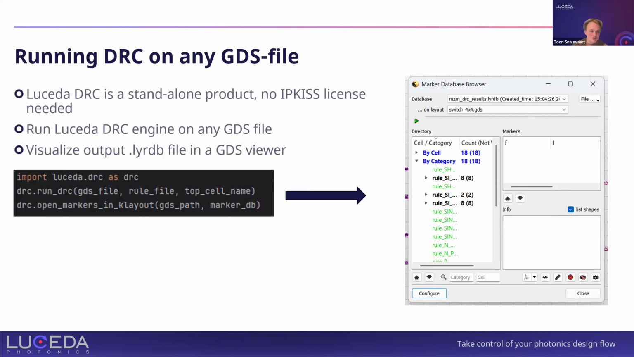When you don't have an IPKISS license, you don't have access to the visualizer, so you can't run from the visualizer, but you are able to run from code using these methods over here. The run DRC method requires a GDS file, the rule file, and the top cell name. And since you can't visualize the actual violations, it is possible to visualize them using a different GDS viewer, such as KLayout. The outputs of the DRC can then be visualized inside KLayout. So that means you can run DRC on any GDS file.